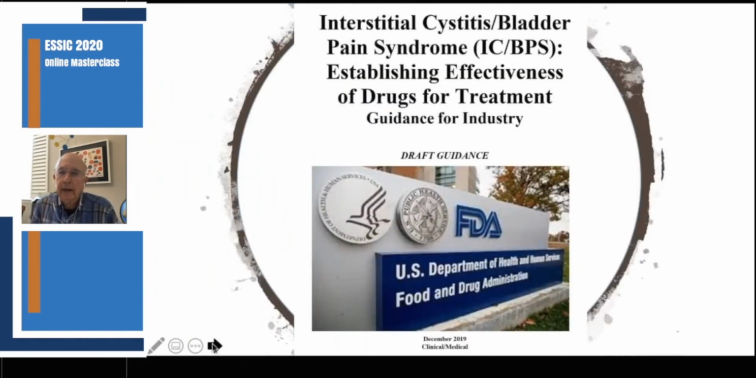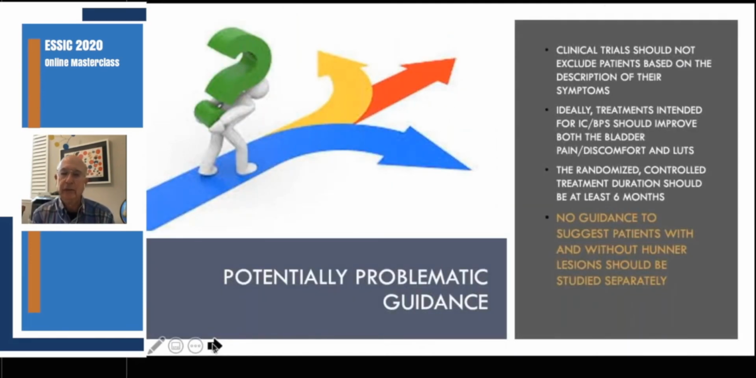So let's look at another issue now: interstitial cystitis, bladder pain syndrome, establishing effectiveness of drugs for treatment. This is a new guidance. It's actually a draft guidance, which will be modified when it comes out, I'm sure, later this year. But it was put together by the FDA in December, on the basis of a meeting they had the prior year with their advisory board. And it's potentially extremely problematic.